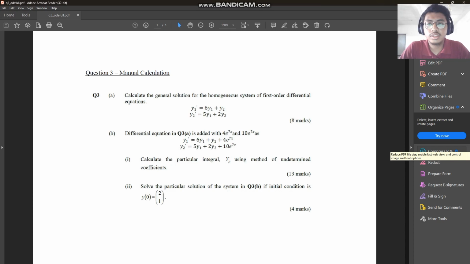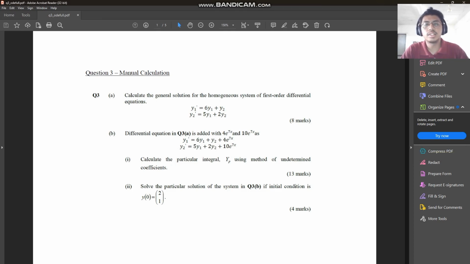Next, on question 3b, we need to find the solution of the differential equation but with added 4e^(7x) and 10e^(7x). The equation is given as below. Also, we need to calculate the particular integral yp using the method of undetermined coefficients. And finally, we need to solve the particular solution of the system if the initial condition is applied, which is y at x equals 0 is (2, 1).